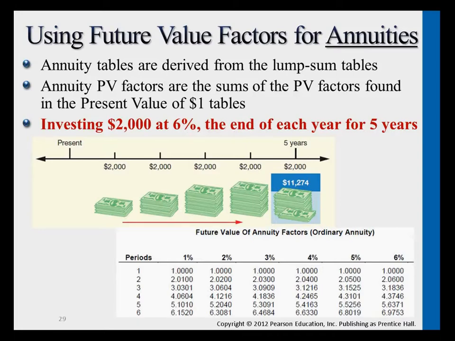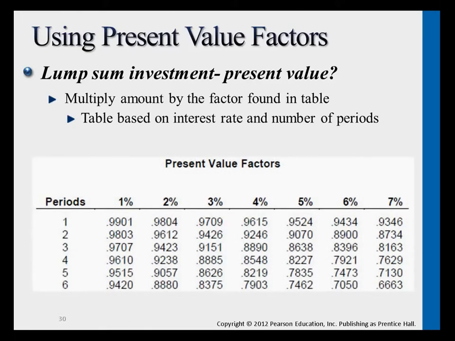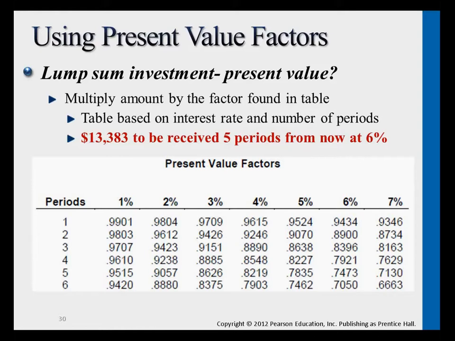We talked about the future value. What about the present? So when we have a lump sum investment, we use, just by logic of it, a present value factor table. Here's how it looks. So here's what we're going to calculate right now. We want 13,383 to be received 5 periods from now at 6%. We want to calculate what is the present value of this amount in 5 years if we invested at 6%.